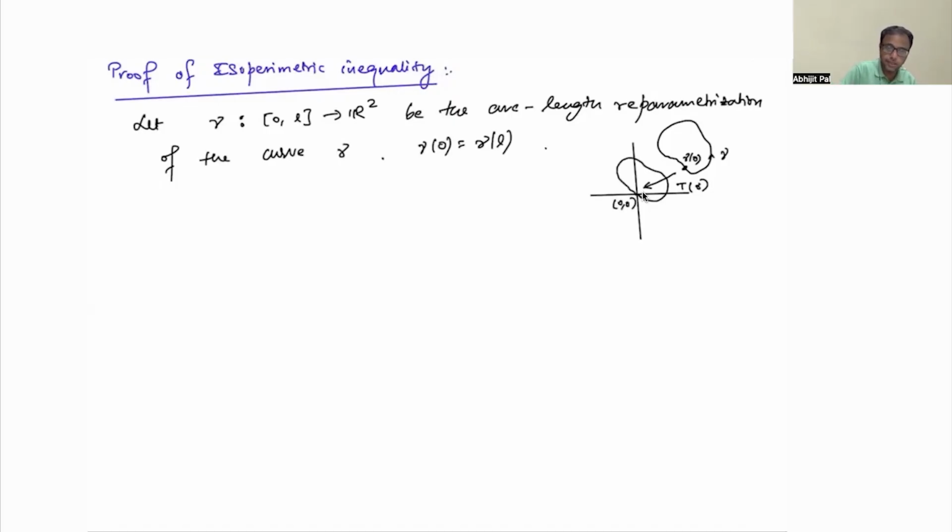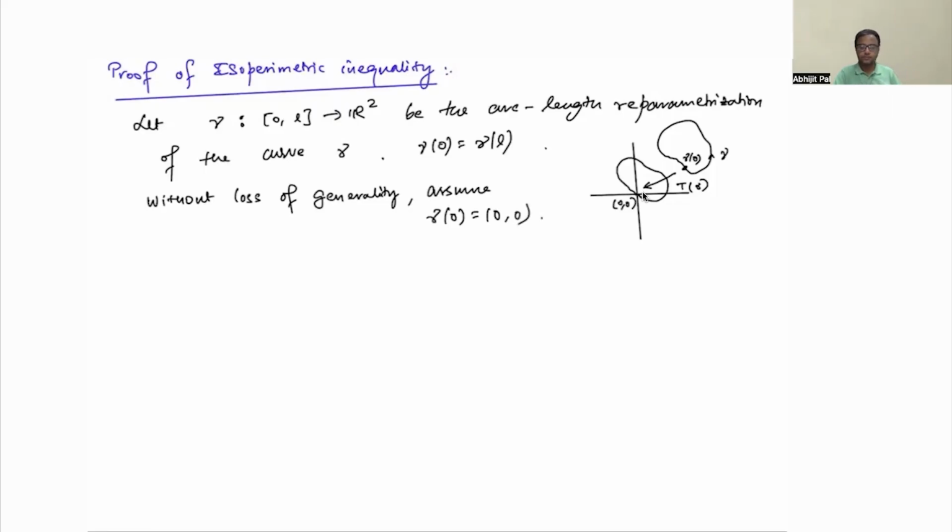So without loss of generality, I can assume that gamma(0) is equal to (0, 0), because translation is an isometry of R2 and it preserves area as well as length. So assume gamma(0) is equal to the origin.